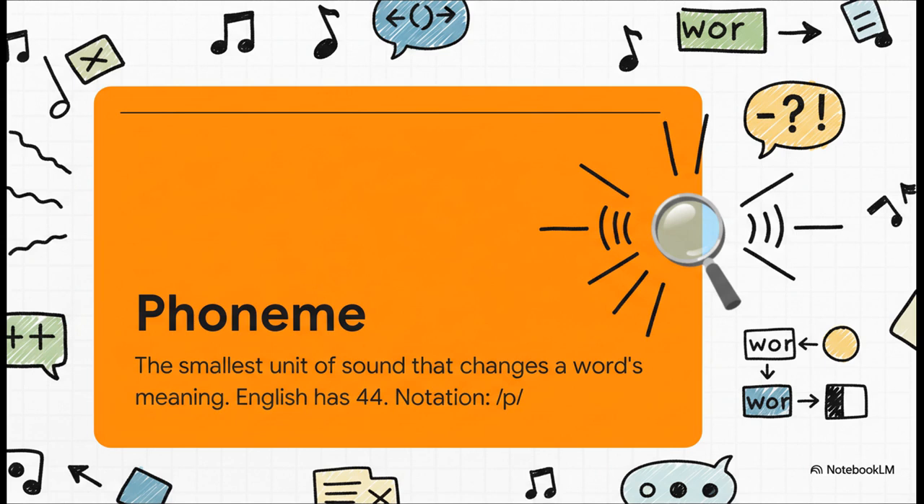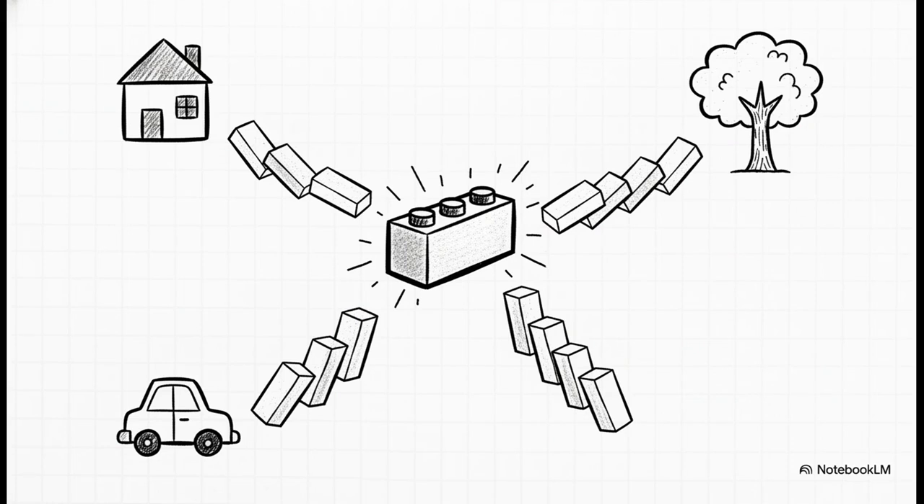And you'll notice these slashes around the P here. That's just a little bit of nerdy linguistics notation. It's a signal that we're talking about the abstract idea of the sound, not just the letter P that you write down. So you want to see just how powerful these little phonemes are? It's actually kind of amazing when you see it in action.